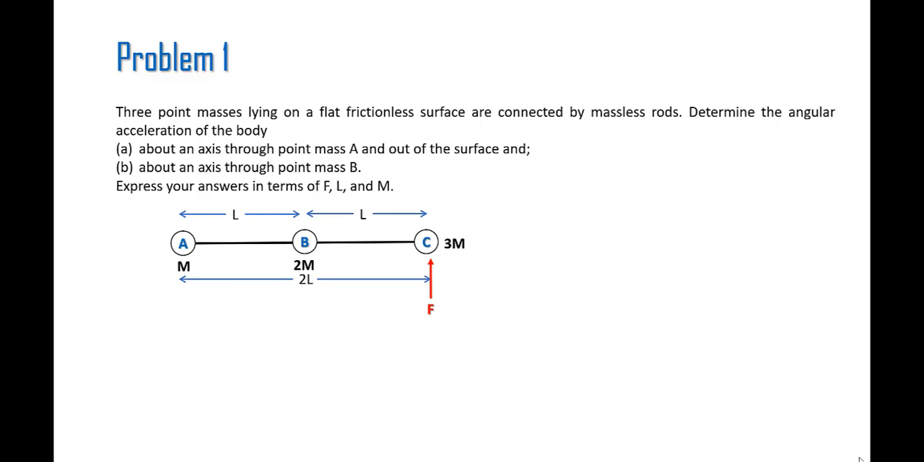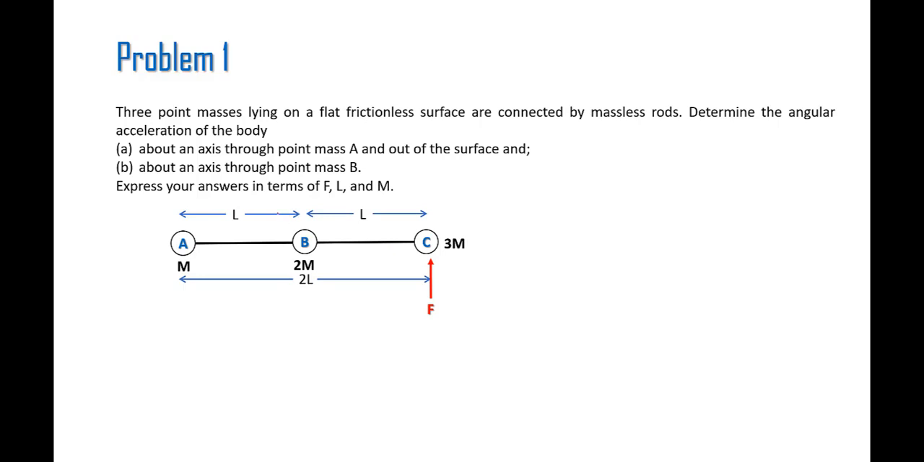Okay, so we have two systems here. The first system is this whole system here, point masses A, B, and C, rotating about an axis through point mass A. So the first case, here is our axis of rotation. And then the second case is our axis of rotation is through point mass B.